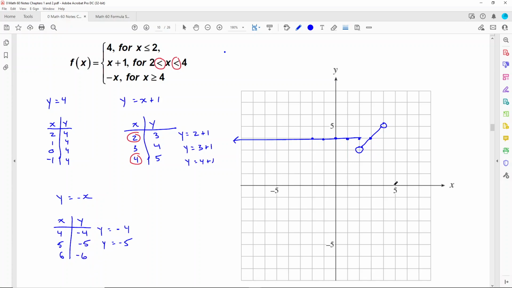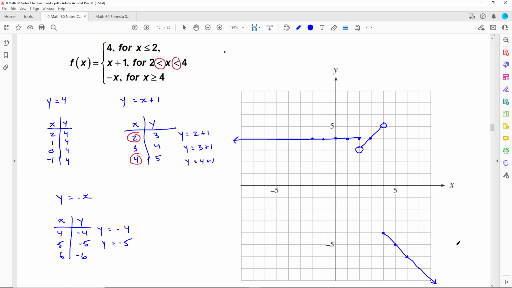And then I plot my points. Nothing to be careful of, no ghost points. So I've got when x is 4, y is negative 4. When x is 5, y is negative 5. When x is 6, y is negative 6, and so on. So the last part of this function looks like this.